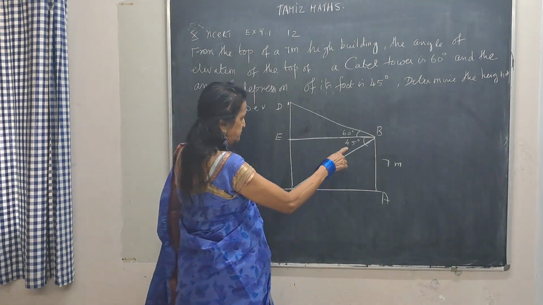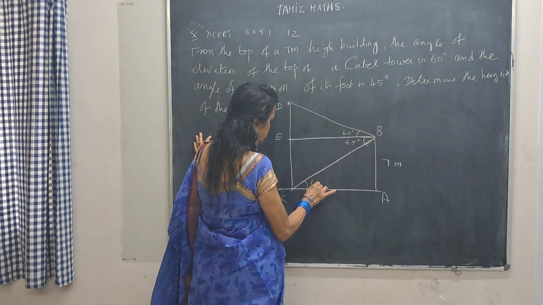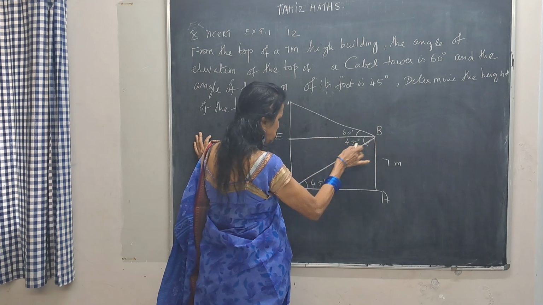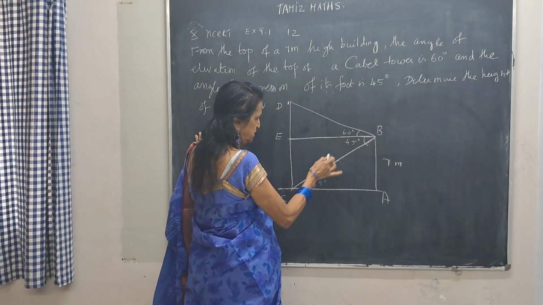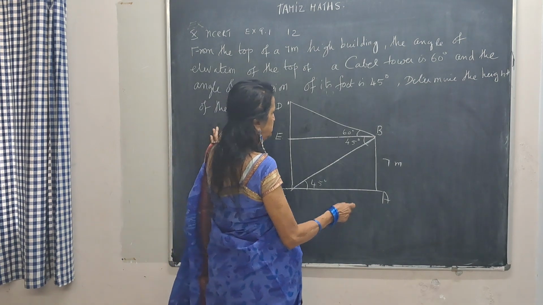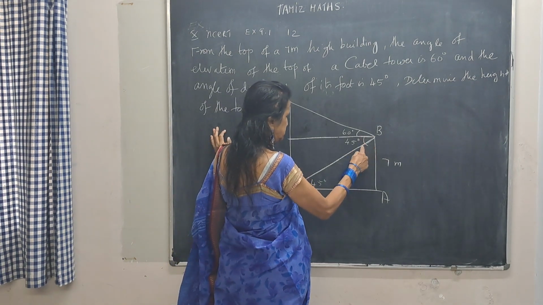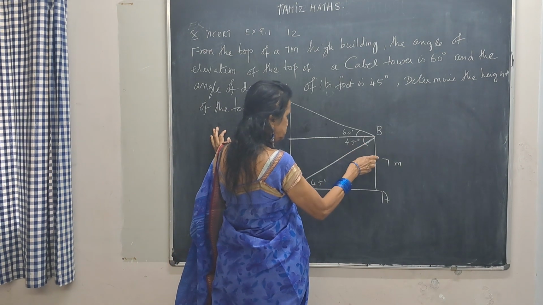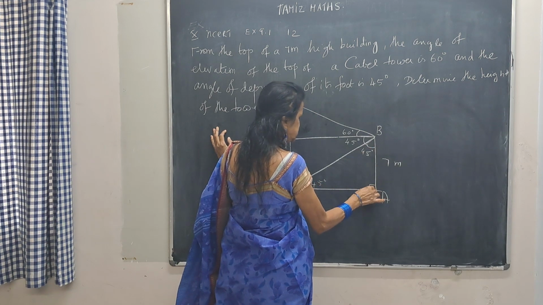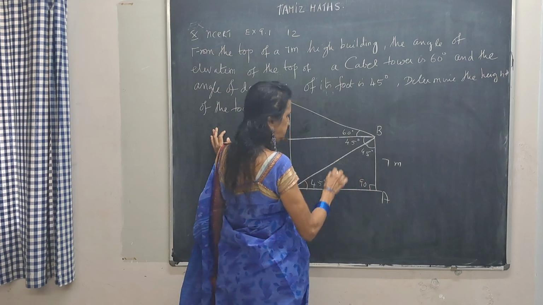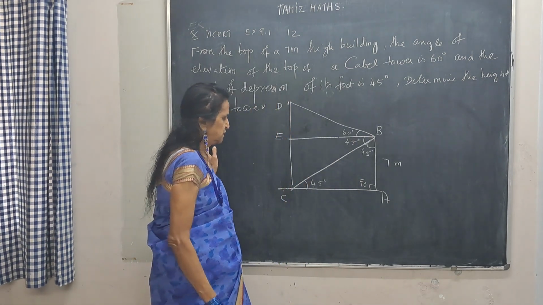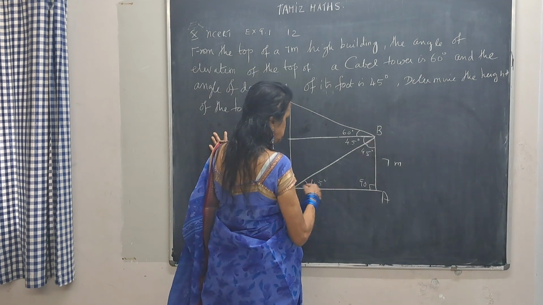This is 45. So this will be 45 because these two are parallel and this will be the transversal. These two angles will be equal. Or even otherwise, this will be 90. This is 45, so this will be 45. When this is 45, this is 90. The angles of a triangle put together are 180, so this will be 45. So this is an isosceles triangle.